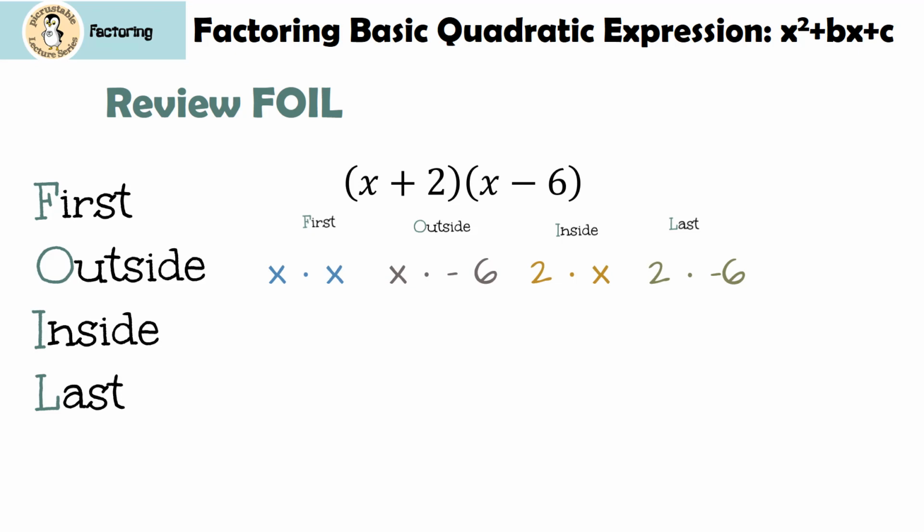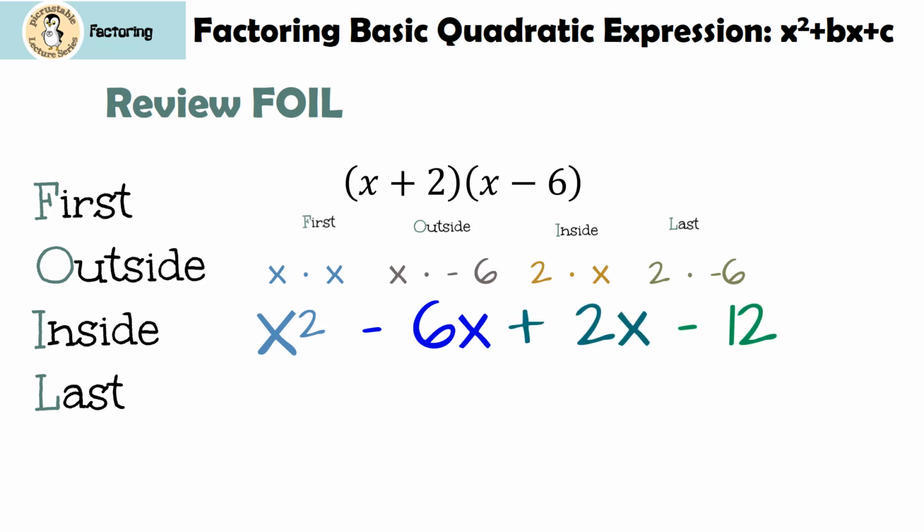Let's actually figure this out. X times x is x squared. X times negative 6 is negative 6x. 2 times x is 2x. And 2 times negative 6 is negative 12. We need to collect like terms next. We're going to have x squared, but negative 6x plus 2x, well, they're like terms. So we'll have minus 4x. And finally, subtract 12. That's it.